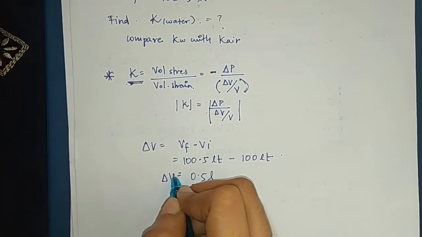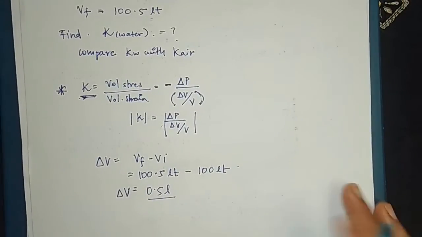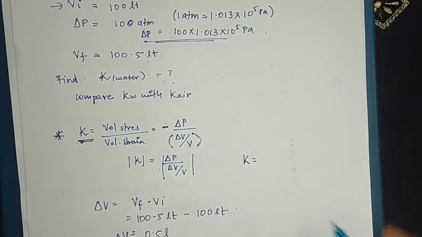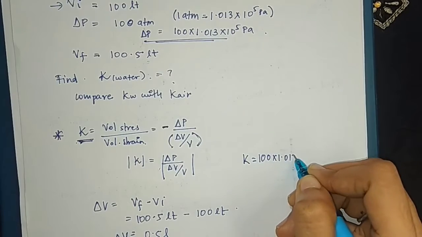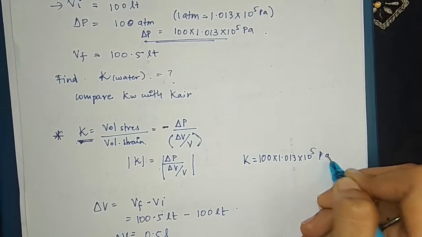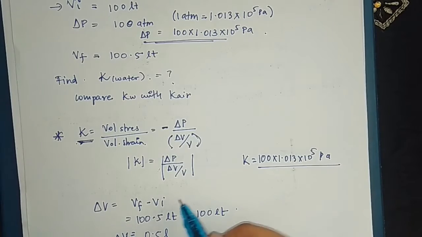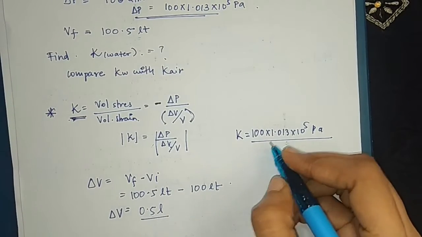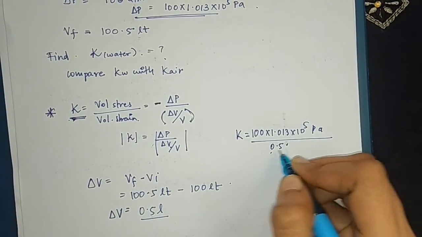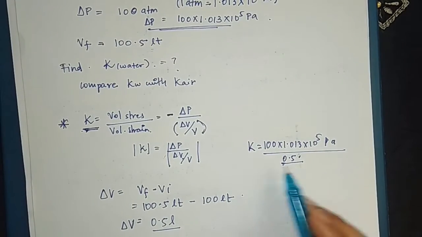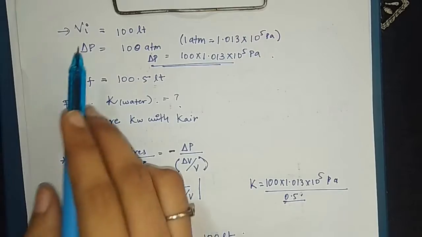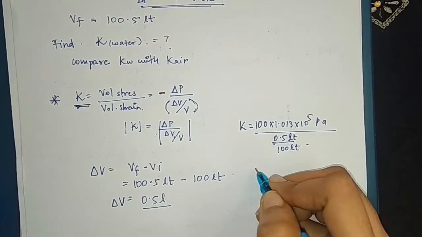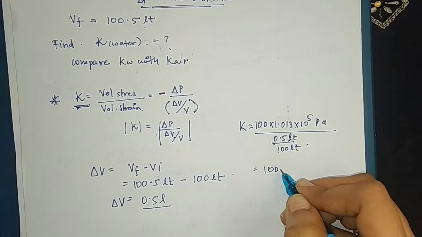That is delta V. Now let's see what the bulk modulus is. The bulk modulus will be the change in pressure, given as 100 times 1.013 times 10 raised to 5 pascals, divided by the change in volume, 0.5 liters, divided by the original volume, which is the initial volume, 100 liters. Both are in liters.